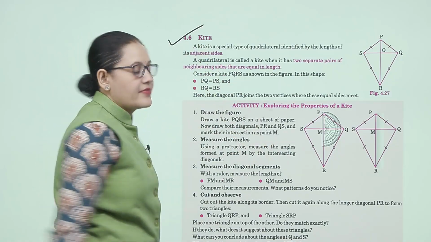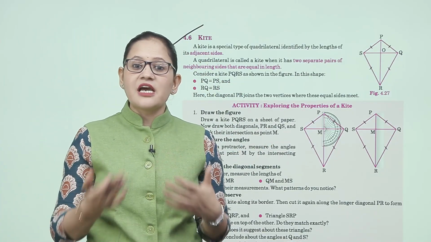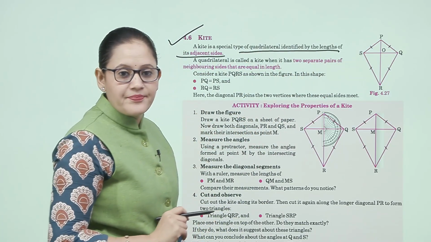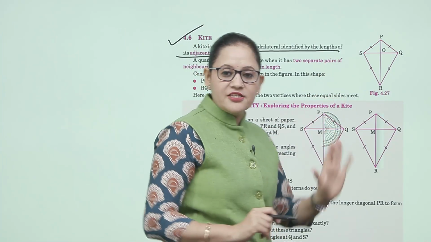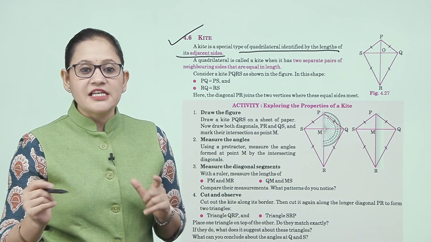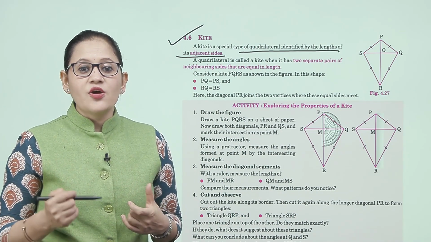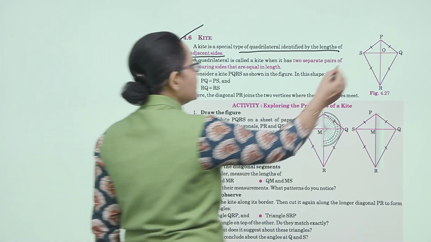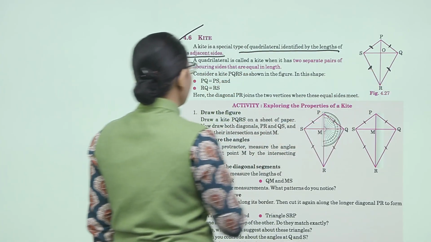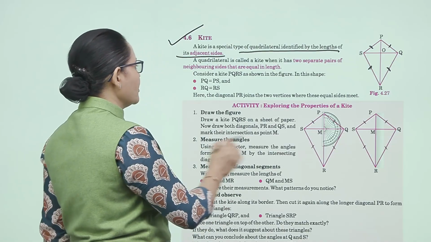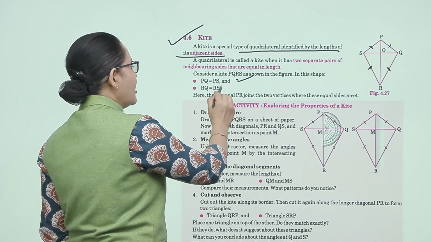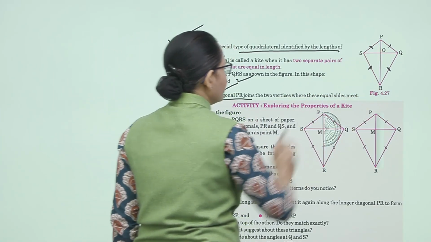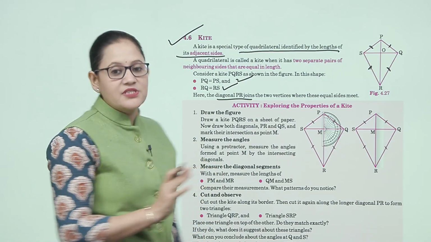Next is the kite. Now, a kite is a special type of quadrilateral identified by the lengths of its adjacent sides. Now, you will see the kite is also a quadrilateral. Its adjacent sides are equal. The quadrilateral is called a kite when it has two separate pairs of neighboring sides equal in length. Means this and this side are equal, and these are equal. Now consider the kite PQRS as shown in the figure. PQ equals PS and RQ equals RS. Here the diagonal PR: join the vertices where these equal sides meet.